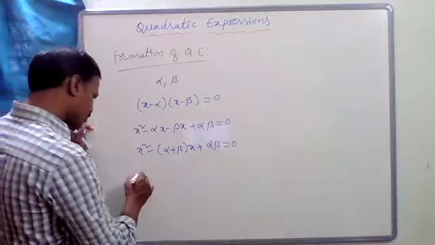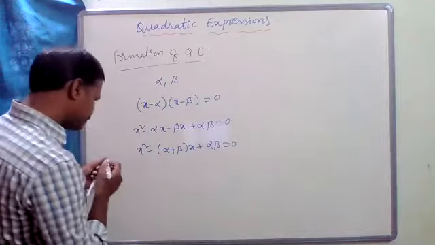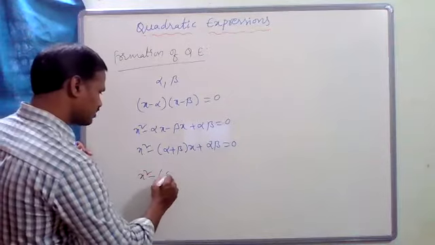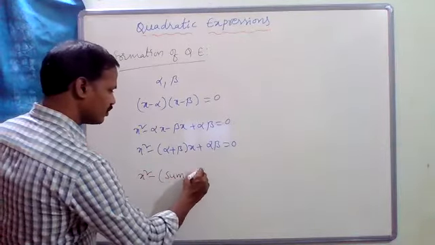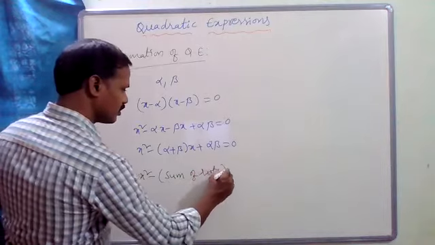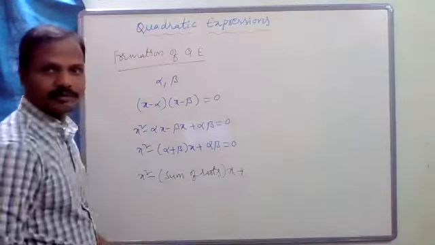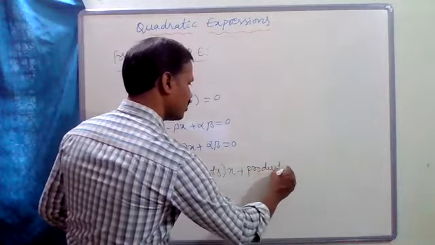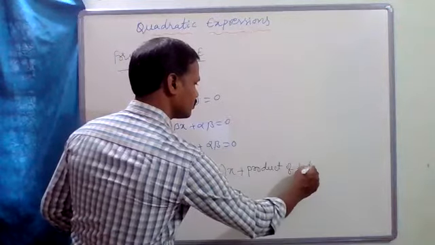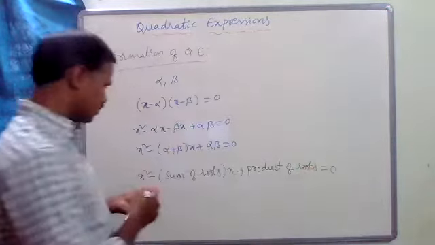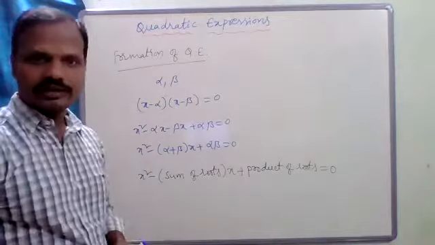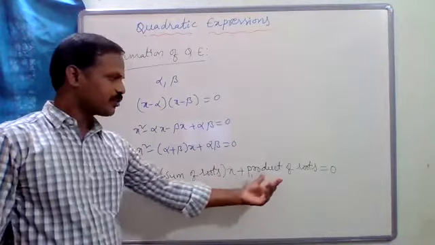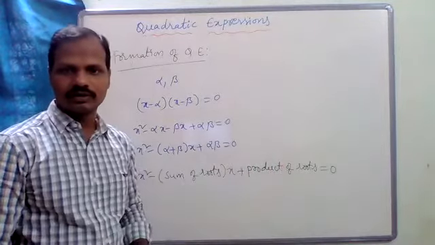Now from this, what you can say? x square minus alpha plus beta: this is the sum of roots, into x, plus alpha into beta, which is the product of roots, equal to 0. So if roots are given, the quadratic equation is x square minus sum of roots into x plus product of roots equal to 0.